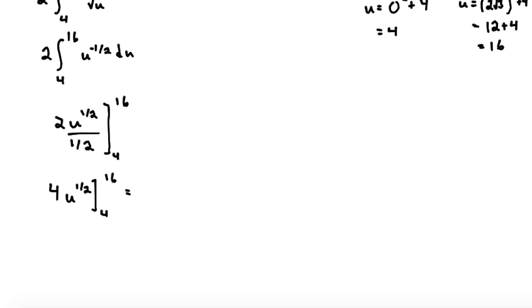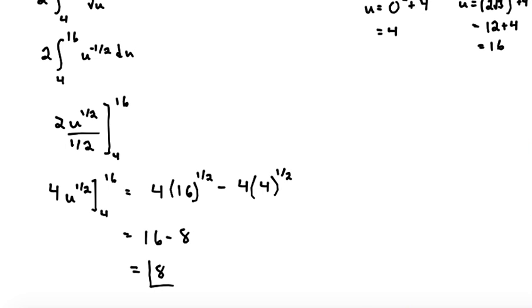So then plugging in the top first, 4 times 16 to the 1/2, minus plugging in the 4 next, 4 times 4 to the 1/2. 16 to the 1/2 is the square root of 16, which is 4. 4 times 4 is 16, minus 4 to the 1/2 is 2, so 4 times 2 is 8. So it's 16 minus 8, which is 8.